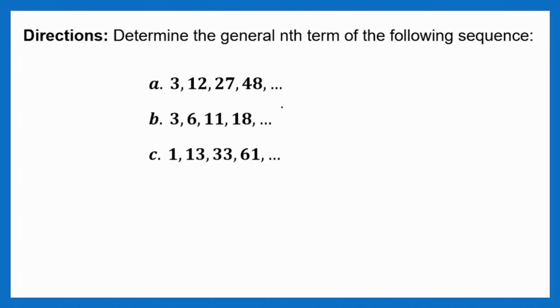So, ang gagawin natin dyan, determine the general formula or the general nth term. So, let's have 3, 12, 27, 48. First thing you have to do, ibaba mo muna yung mga numbers. 3, 12, 27, 48. Tapos, gawin yung first difference, second difference, kasi we have to check kung quadratic nga ba yan. Kasi kapag quadratic yan, pwede yung ating process.